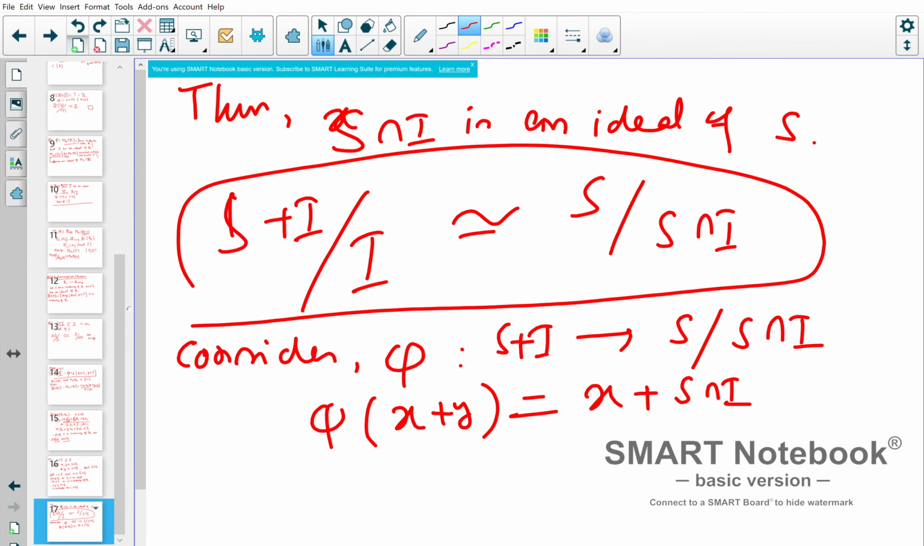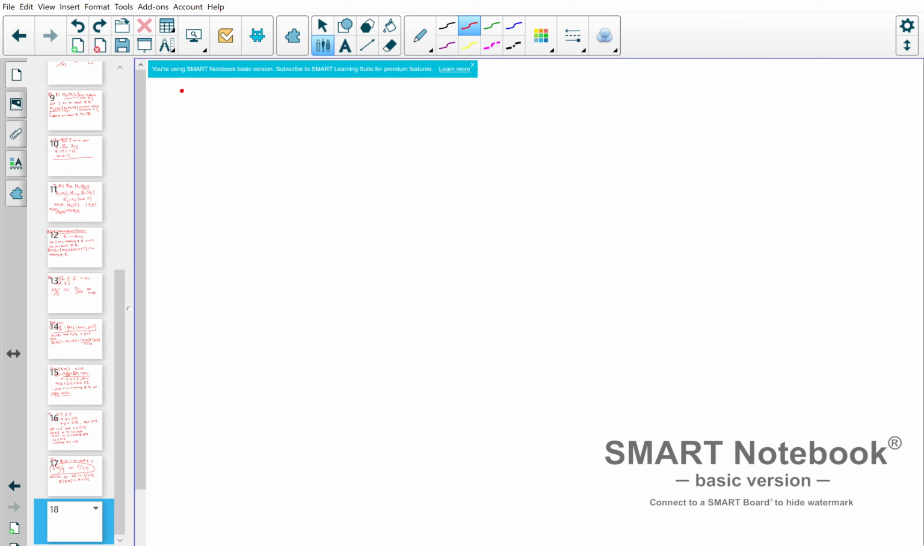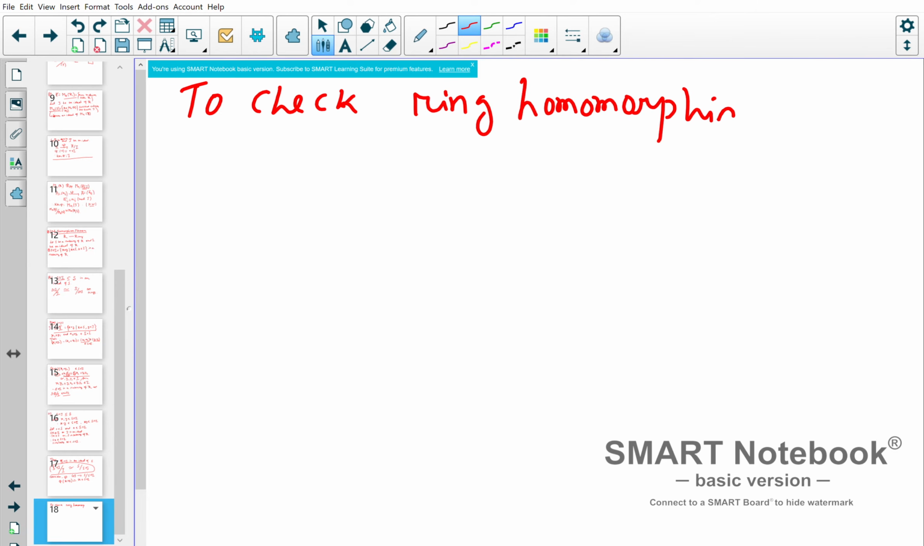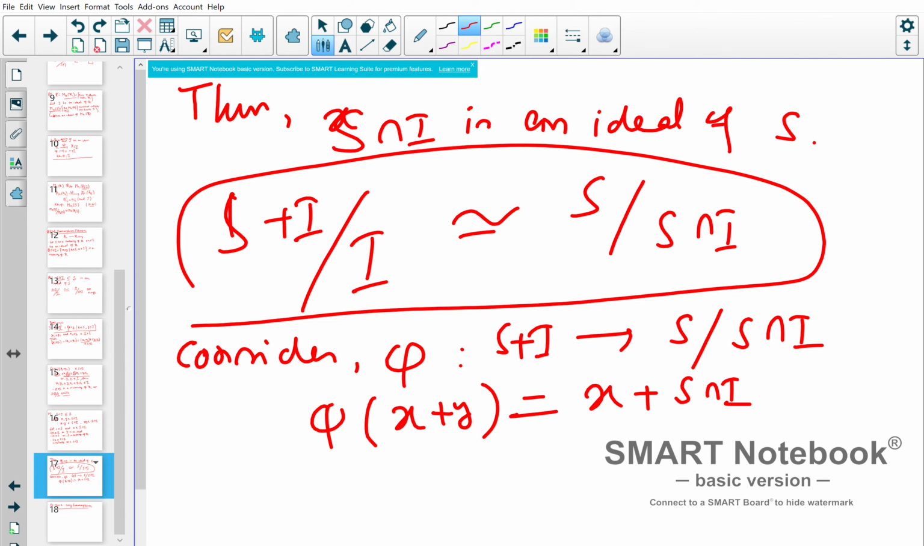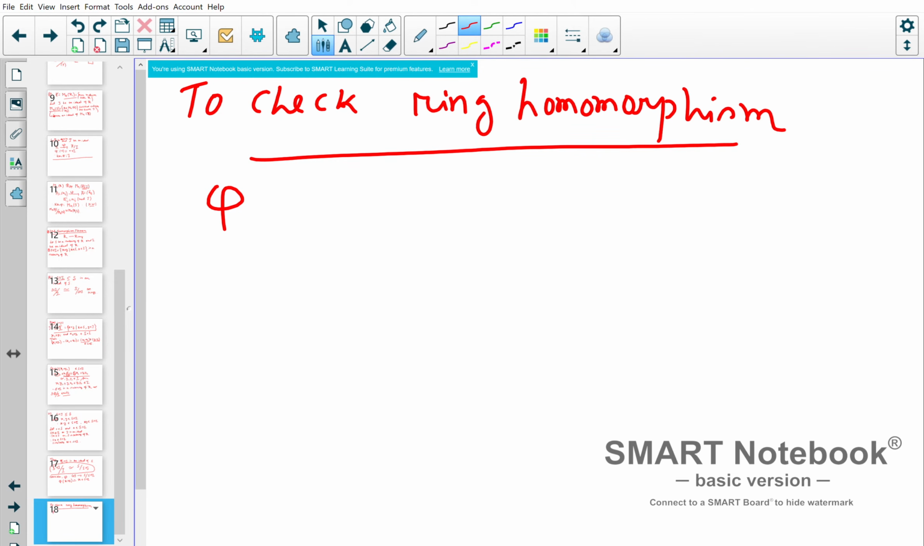If we check this is a surjective ring homomorphism, then we can talk about what the kernel is. So let me find out. To check ring homomorphism, what do I need to check? You choose two elements, say phi of x1 plus y1 and x2 plus y2.